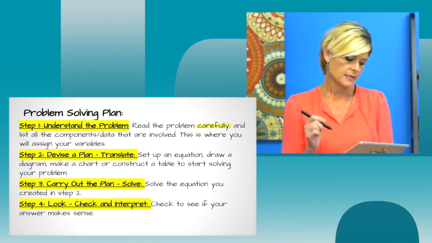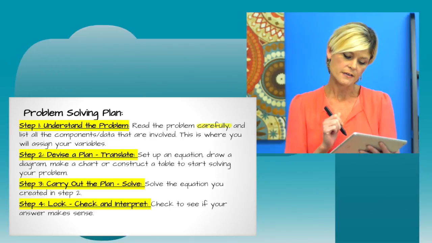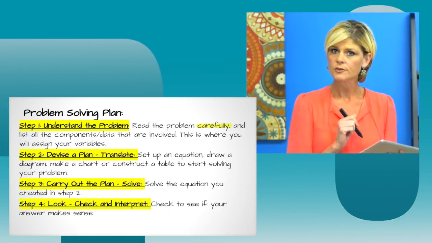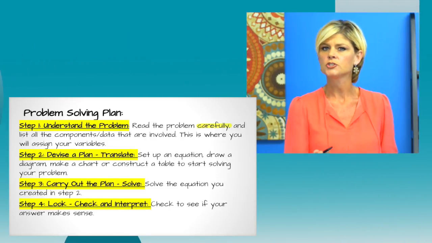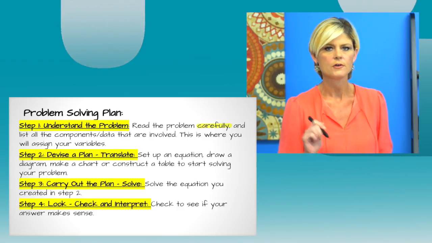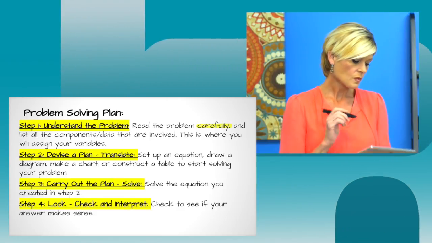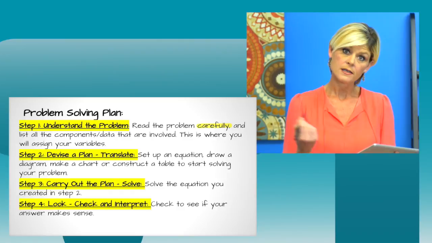So before we get started, let's take a look at our problem-solving plan. There are 4 steps. Number 1, you want to understand the problem. Read the problem carefully and list all the components and data that are involved. This is where you will assign your variables. If you want to take a pen and jot these down, these would be a great thing to have for future problems.